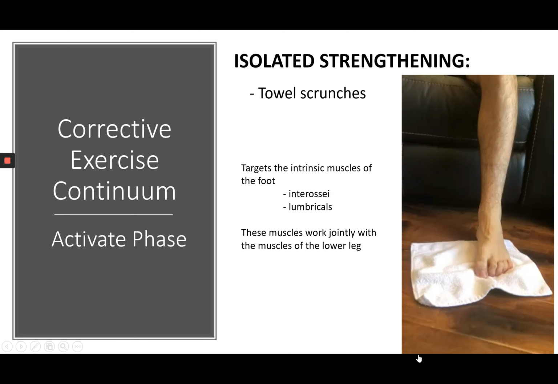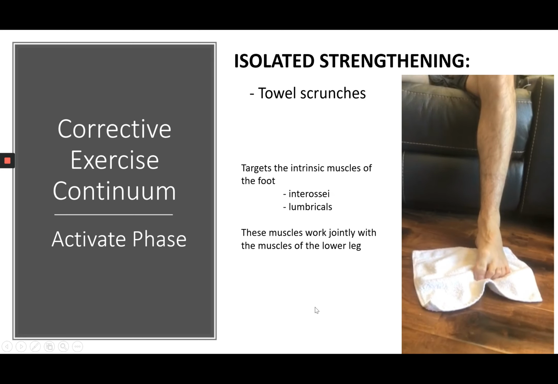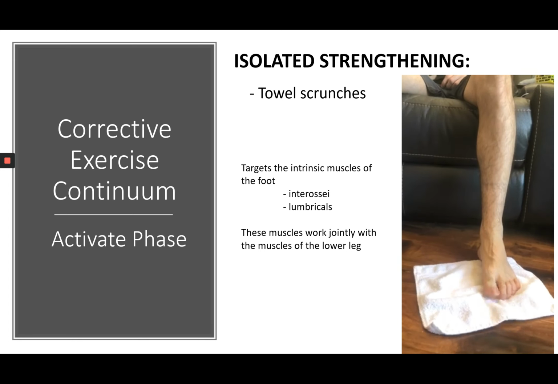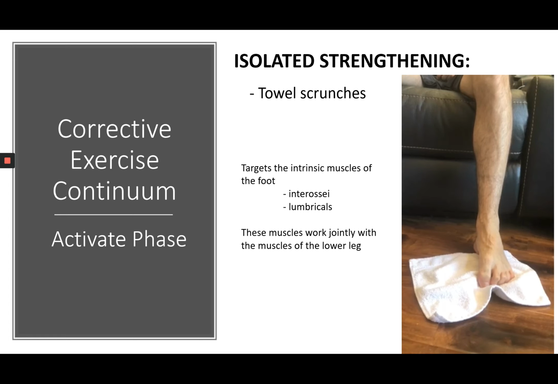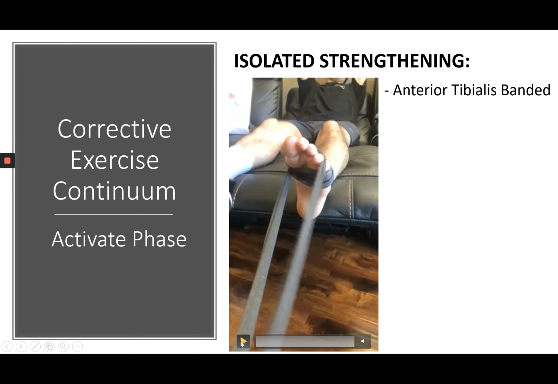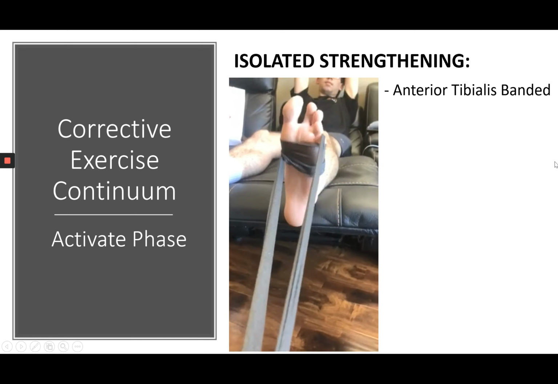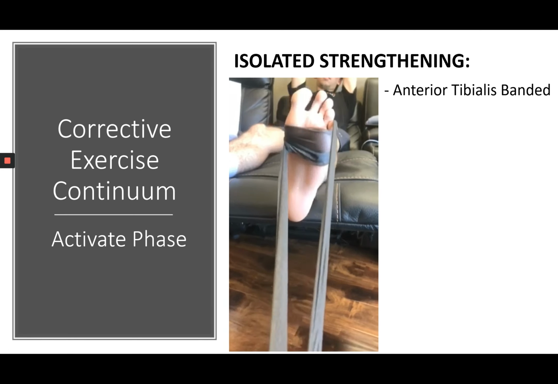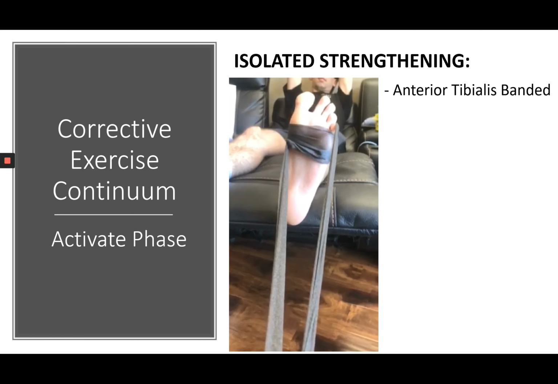So the first one we did was towel scrunches. You want to crunch your toes and then let the towel go back to the normal position. It targets the intrinsic muscles of the foot, and these muscles work jointly with the muscles of the lower leg. The next one we did was the anterior tibialis banded workout. So have it tied to something sturdy, and then on your foot, dorsiflex your foot up to your face, and then plantar flex slowly back down and repeat. And so this, of course, targets the anterior tibialis.